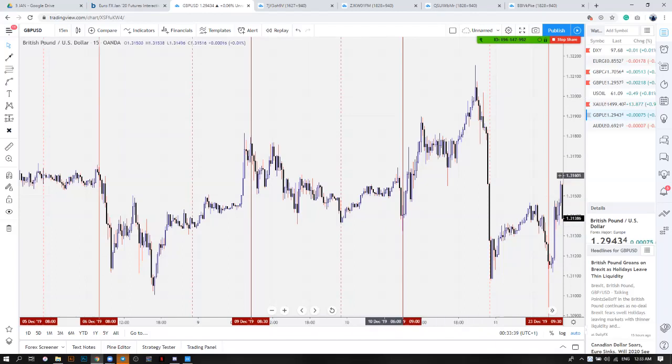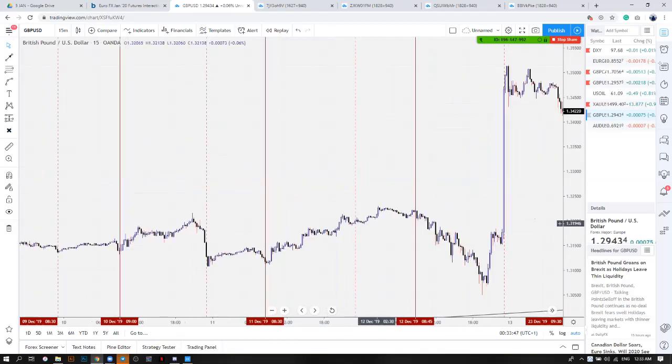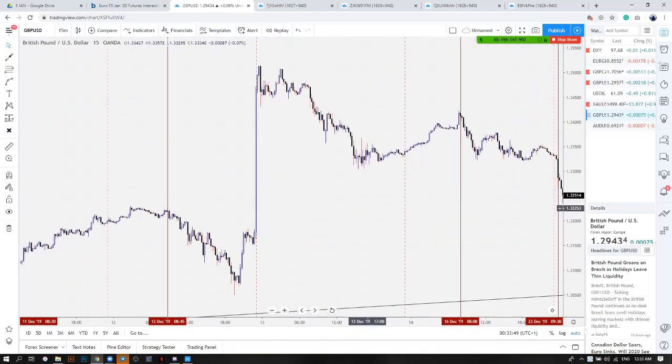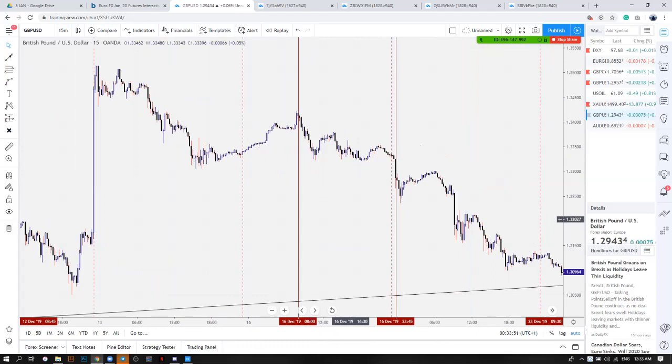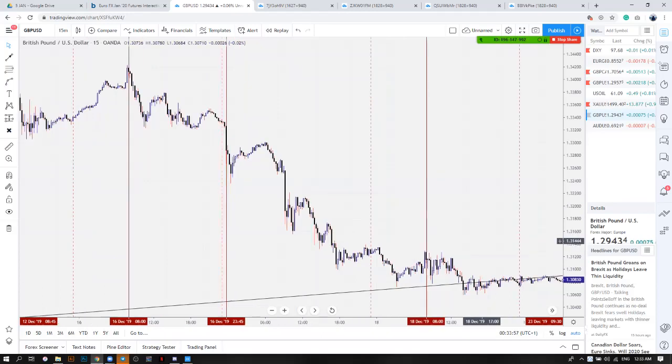The market was bearish until 8 a.m., then around 9 a.m. the market went up. Actually, the market just went straight down. All right, so the market is bullish, then down.